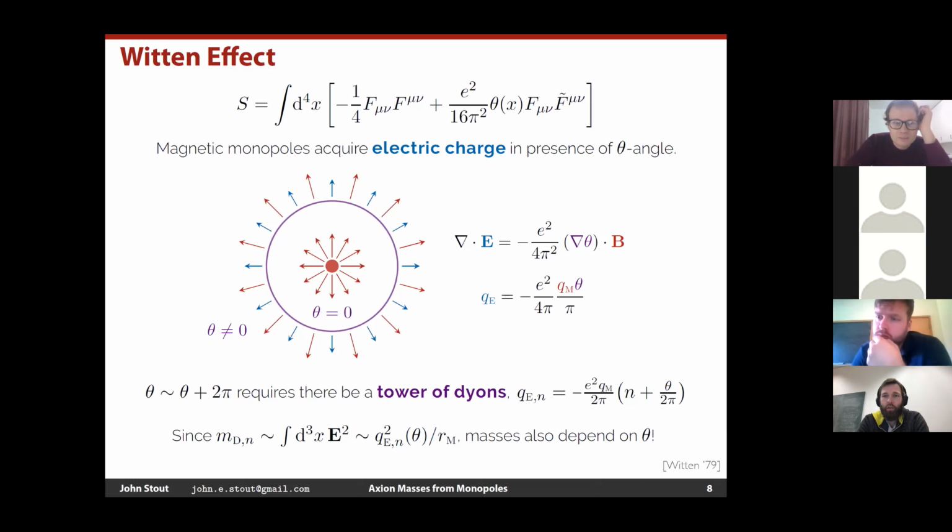As far as I understood, John is just saying, take a monopole. As soon as you have a theta angle in your theory, you will automatically generate the full tower of dions. That doesn't mean that the monopole is absent, but whenever you have a monopole plus a theta angle, you have a full tower of dions, and that is effectively integrating out.